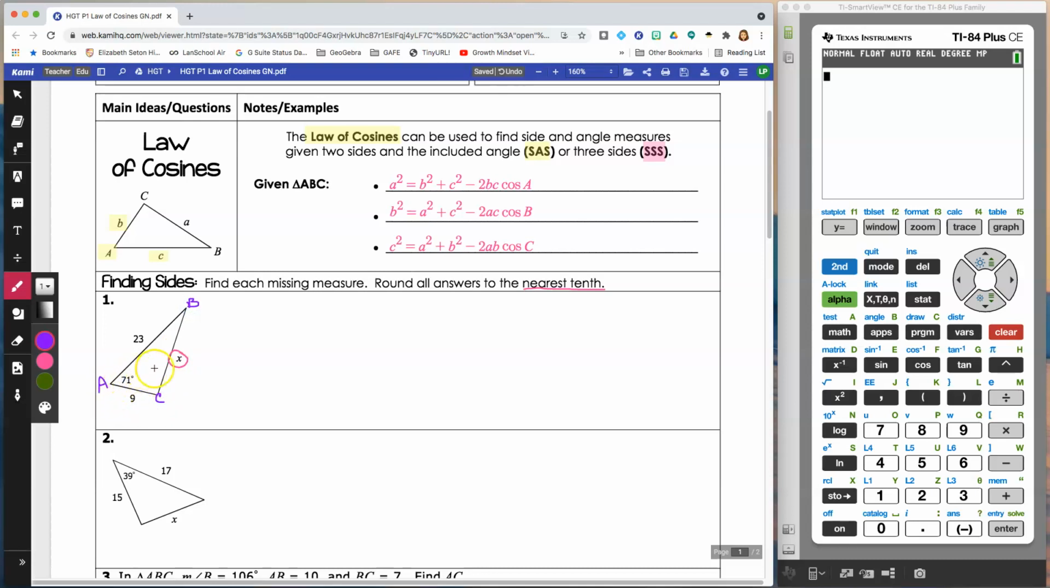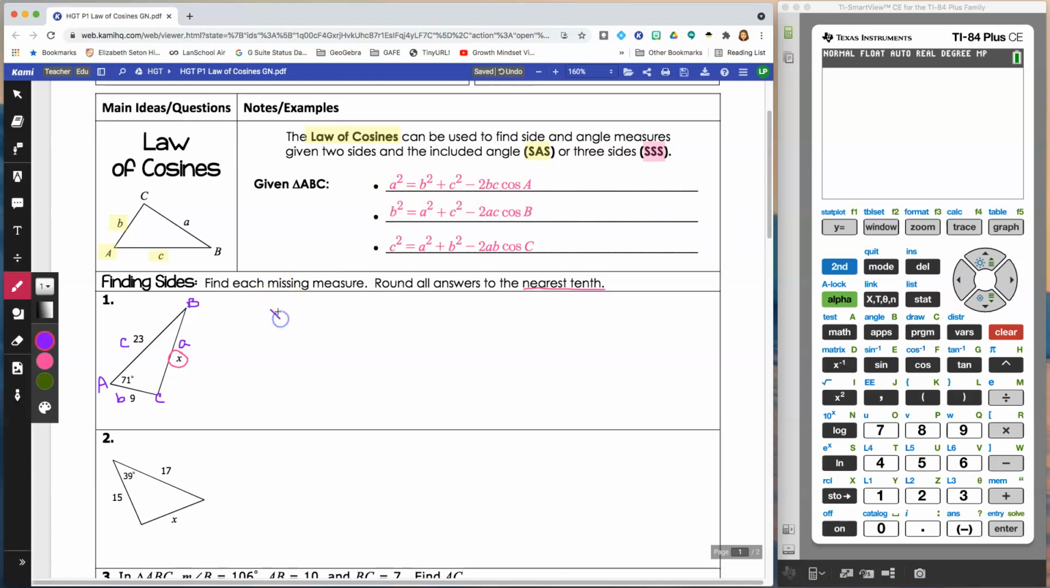Remember, the side opposite angle A is our side little a. The side opposite angle B is our side little b. And the side opposite angle C is our side little c. Now that I've labeled them, it makes it easy. And notice I labeled them to match the first equation, right? So I have the information that I'm looking for and the information that I'm given.